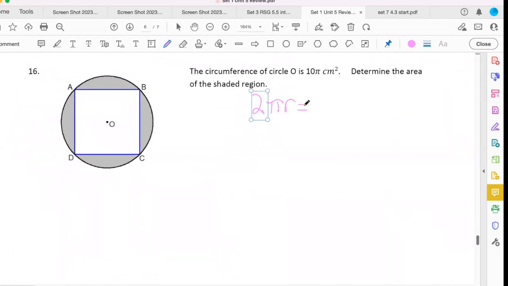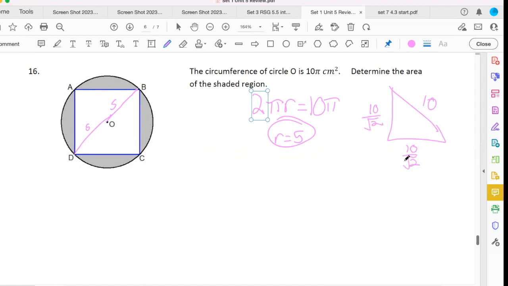All right, r equals 5 pi. So your radius is 5. So your radius is 5, which means that your diagonal is 10. So now 10, and this is 10 over root 2. Oh my God, that was a huge blooper, but I'll keep it because I'm human. And that's what life's all about, messing up and then just trying to do better. That's all we can do.